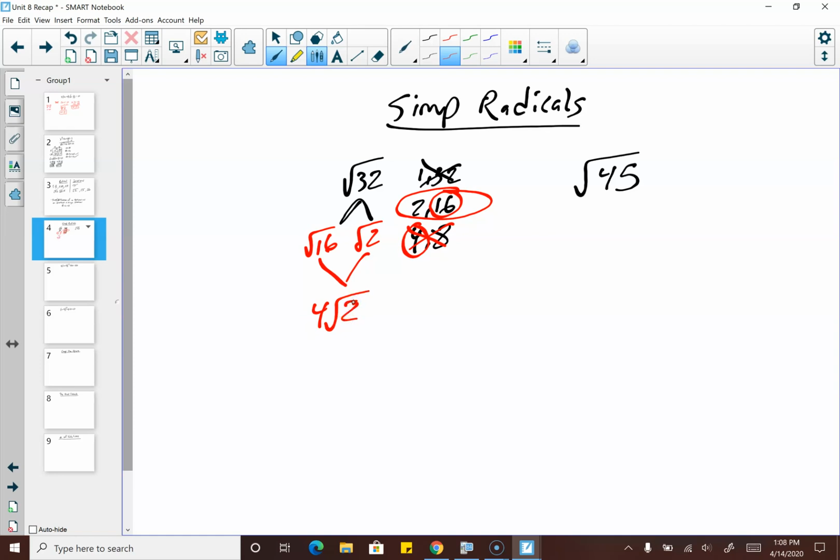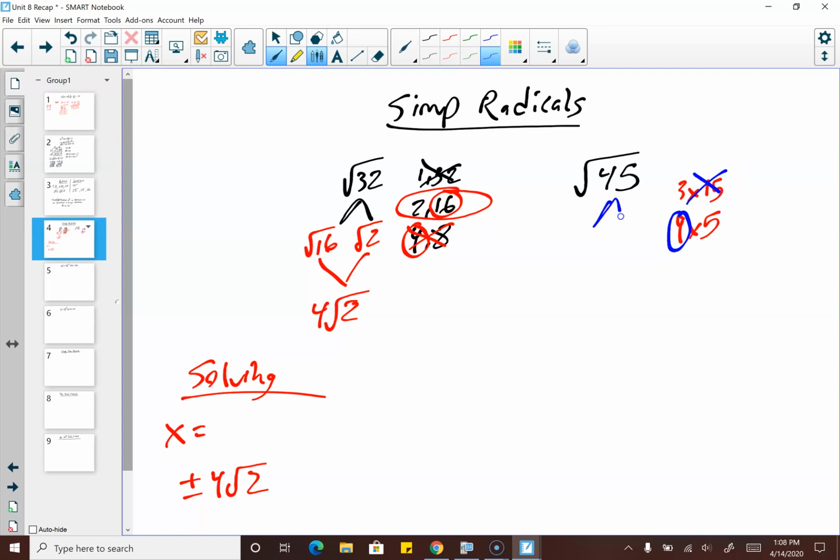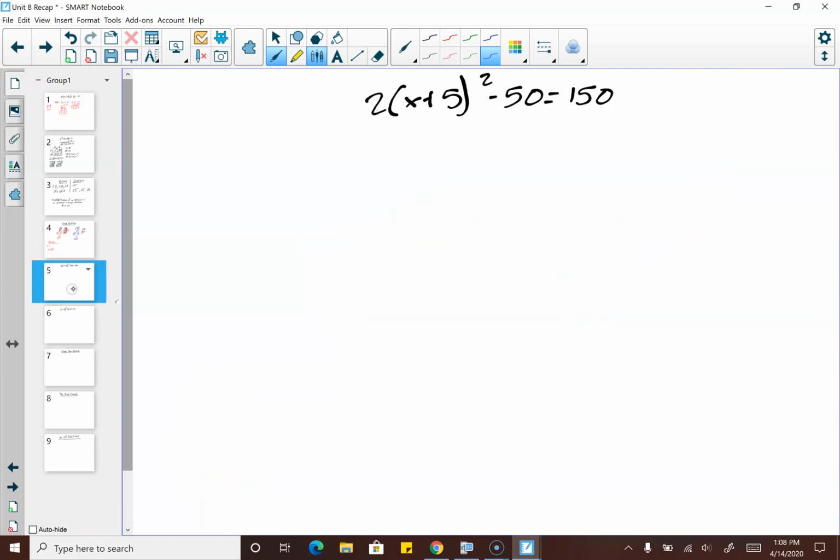Now remember, if you're just simplifying, it's not a big deal. If you are solving, so in other words, we have x equals, we always want to make sure we do our plus or minus out in front. So if we look at what gives us 45, we said 1 and 45 is never the option. So 3 and 15, 9 and 5. Well, in this case, only one of them has a perfect square at all. So that gives us square root 9, square root 5, comes back together to give us 3 square root 5. Okay, and again, if you're solving, you want to make sure you put that plus minus out in front.